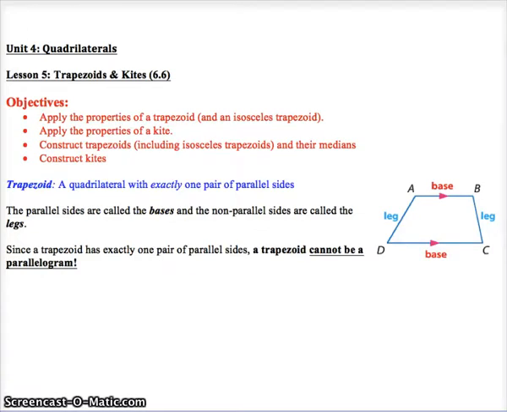We're starting lesson 5 right now. This is the last section of Unit 4, Trapezoids and Kites. So we've done all the other quadrilaterals we're going to do. Trapezoids and kites are the only ones left.